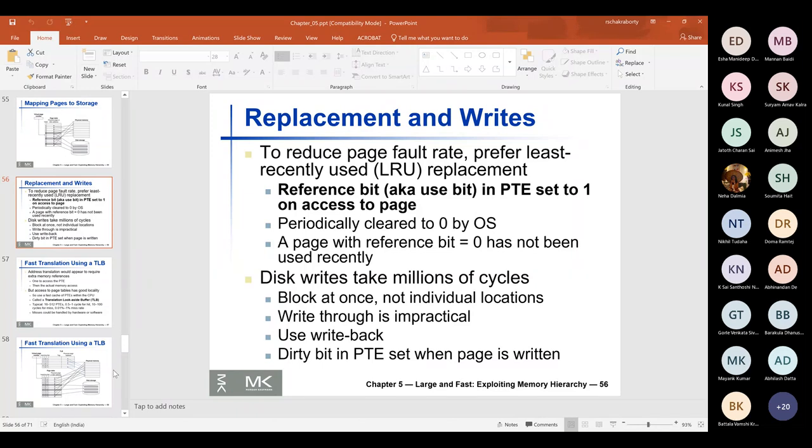Do you think it immediately gets updated on the disk? No, it does not, because small writing operations to the disk each take millions of clock cycles. So you rather wait. You update it on the memory page, and periodically, when the file is getting closed or the program is exiting, you update it on the disk in one go.